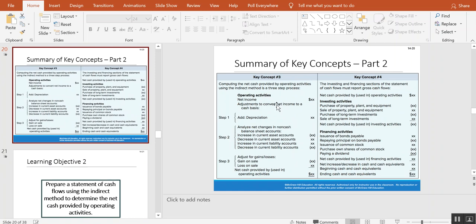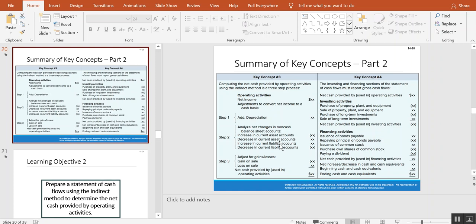I'm not going to ask you to prepare that on the final exam, but this is a good tool to review. You start with net income, and then you start making adjustments to convert it to cash. You add depreciation, and then go through the changes in the non-cash balance sheet accounts, like current assets, current liabilities. You adjust for gains and losses. If there was a gain on the sale of an asset, you add that in. And then you have the net cash provided by operating activities.